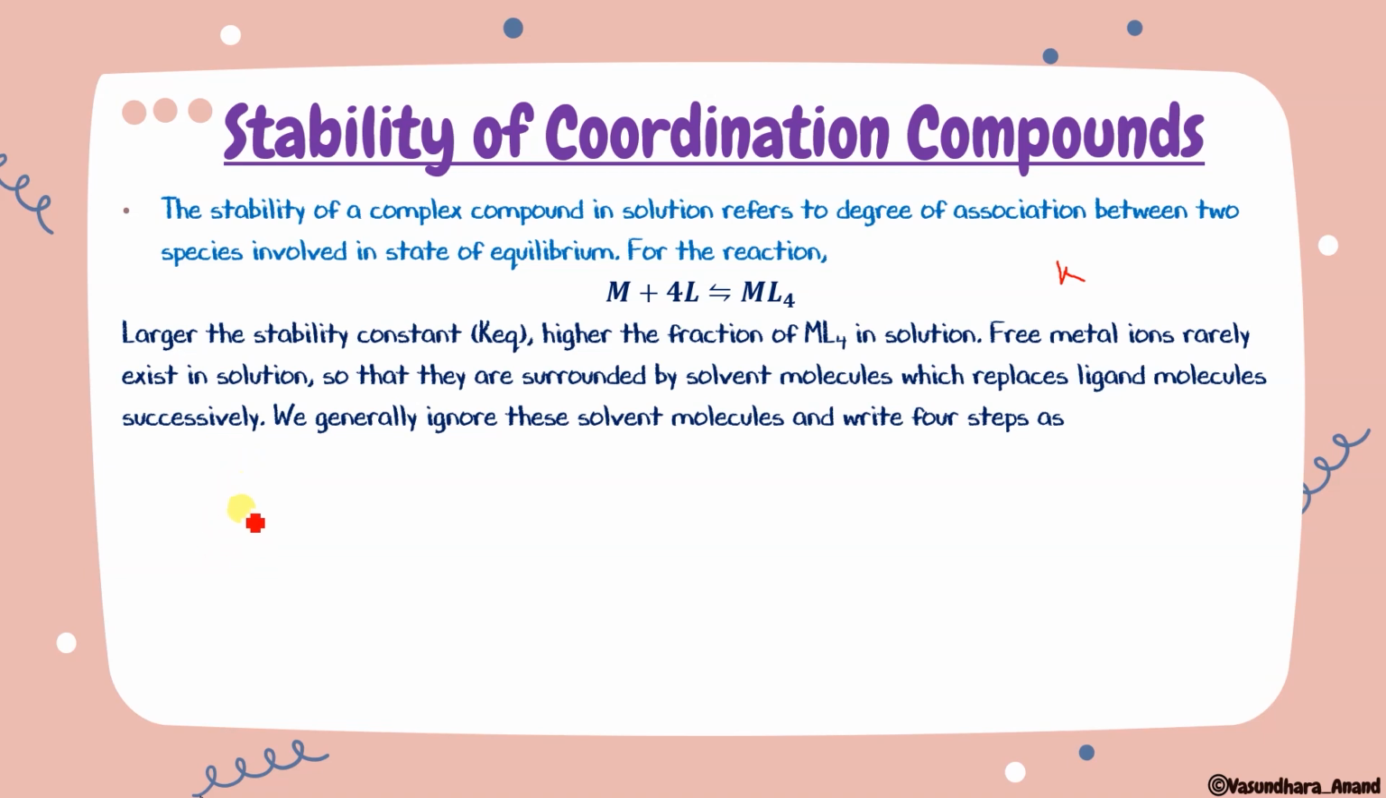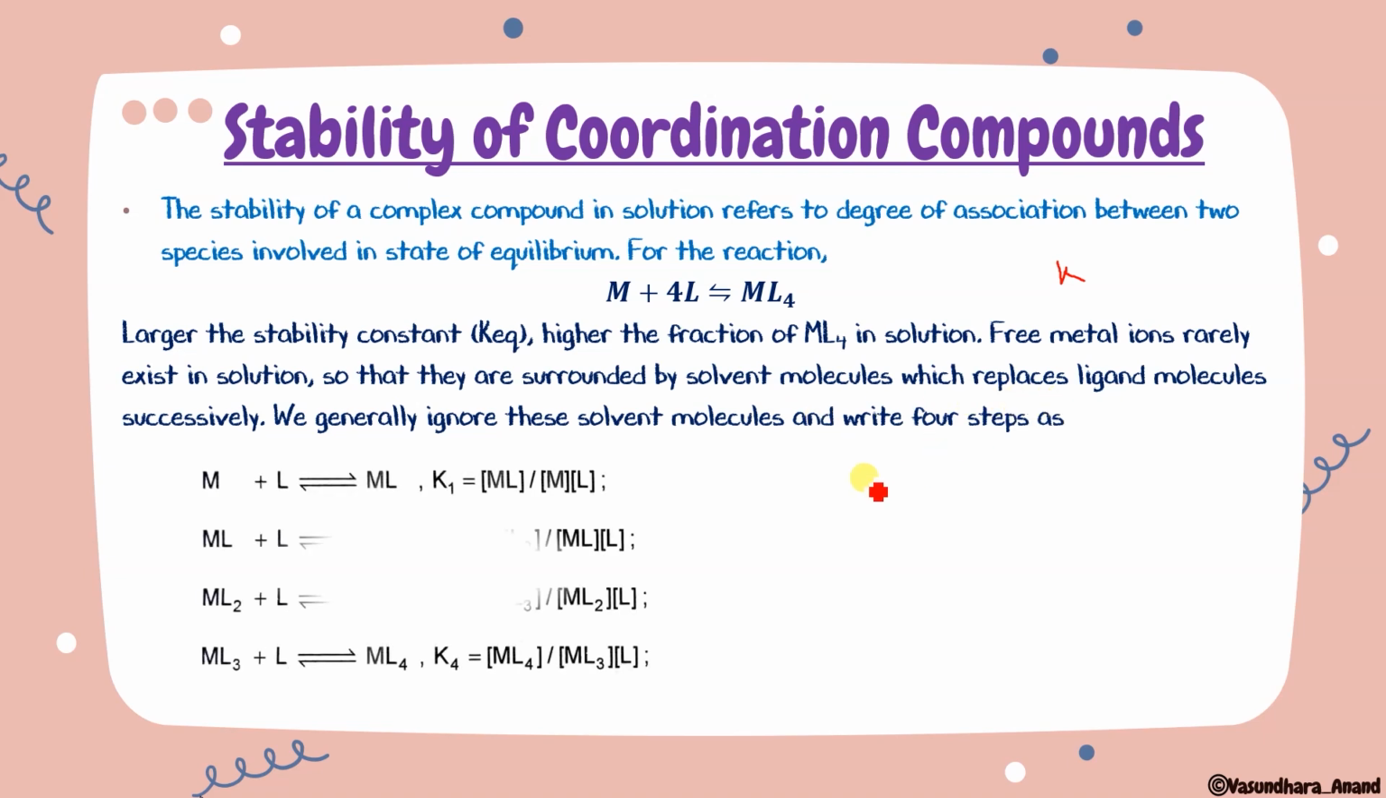How? Let's see with the reaction. We generally ignore these solvent molecules and write the steps as follows. In this case, M plus L forms ML. The equilibrium constant here, which we can also call the stability constant or formation constant, since ML is being formed here, will be ML upon the concentration of M into L.